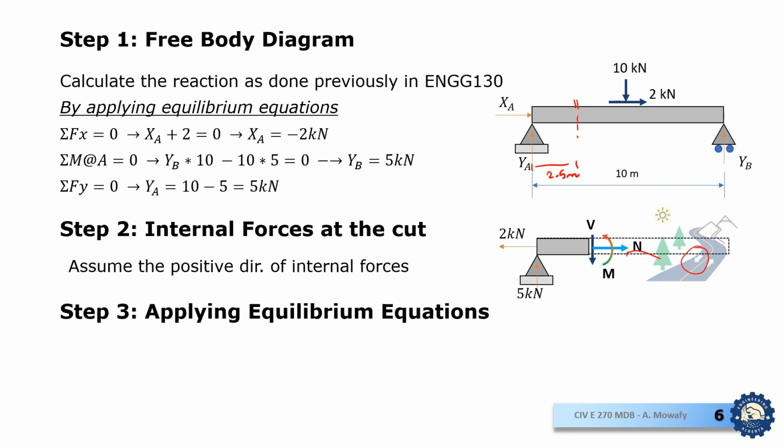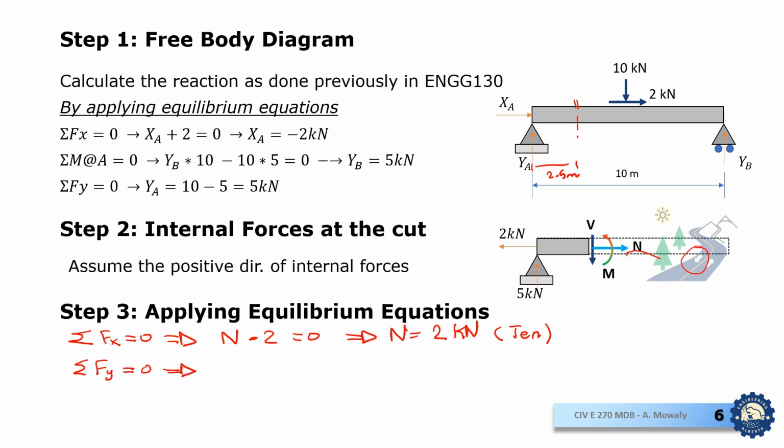Now let's apply the equilibrium equations for these forces to get the internal forces. So in the x direction, we have N on the positive side and 2 kilonewton on the negative side equal to 0, which means that the normal force will equal 2 kilonewton, and it's positive. This actually means that we have a tension normal force. For the shear, we can apply the equilibrium in the y direction, so we find that the shear will equal 5 kilonewton.